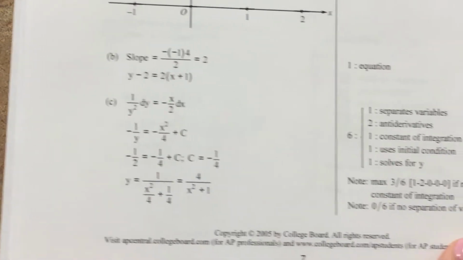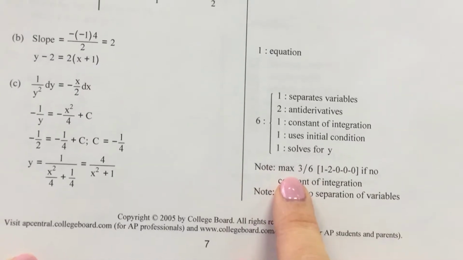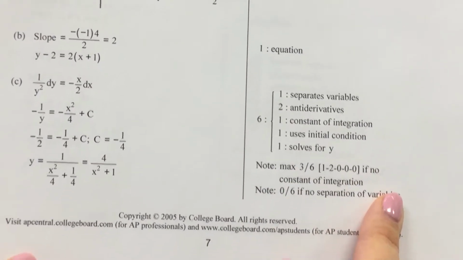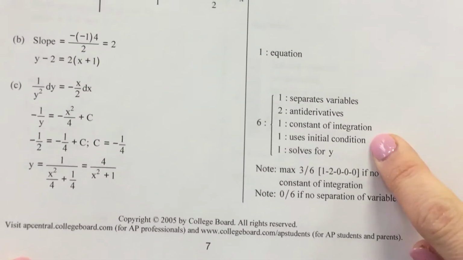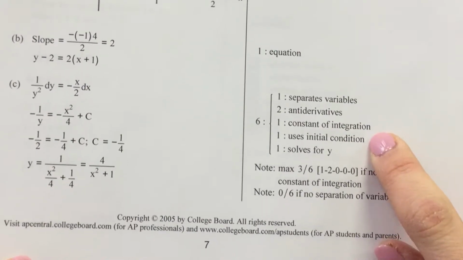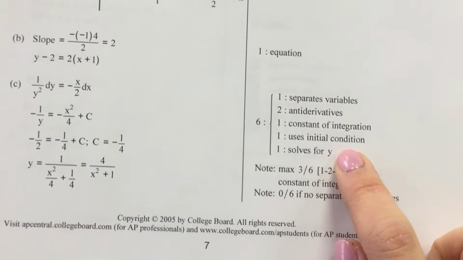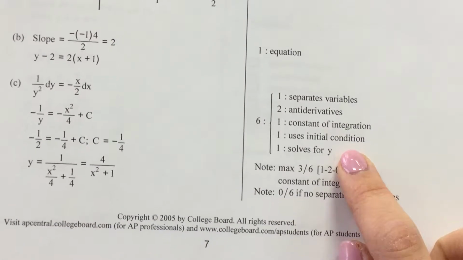Okay, I want to show you the scoring guidelines again really quickly. It says you can get a maximum of 3 out of 6 points if you forget your plus c. So if you don't have plus c, you're going to miss the point where you write plus c. You're going to miss the point where you sub in the initial condition, because if you don't write a c, then you wouldn't be able to solve for c. And then you're going to miss the point where you solve for y, because even if you solve your equation without the c, you're not going to get the right equation without having the value of c.